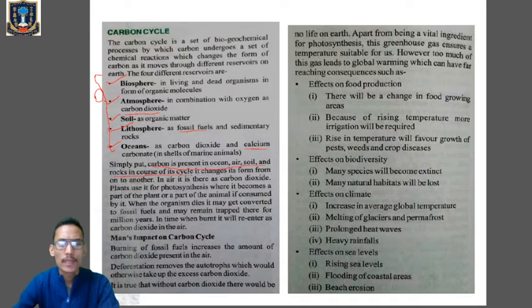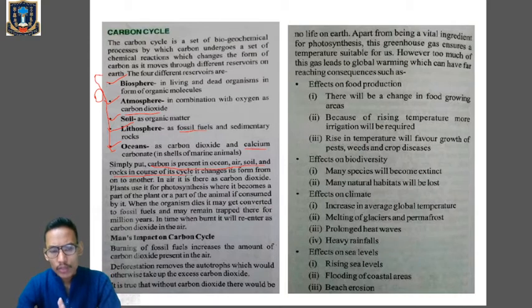Now, carbon is present in the ocean, air, soil, and rocks in the course of its cycle. But since carbon undergoes a set of chemical reactions when it moves from one reservoir to another, in simple language we can say that carbon is present in the ocean, in the air, in the soil, and even in sedimentary rocks, but it changes its form from one form to another.